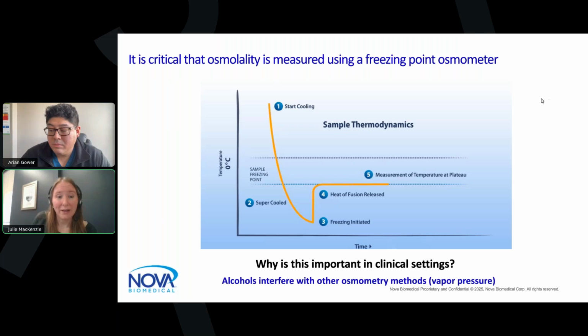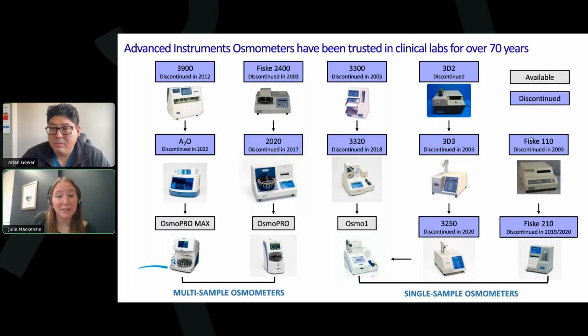So if we go to the next slide, many of you may be familiar with Advanced Instruments osmometers, now under the Nova Biomedical brand. And these instruments have been trusted in the field for over 70 years. On this slide, you can see a history of the Advanced Instruments osmometer models. The latest models at the bottom, the Osmo Pro Max, the Osmo Pro, and the Osmo One are shown in gray, and the discontinued models are shown in blue. And I wouldn't be surprised if any of you in the lab see or have any of these in the lab, especially the older ones. They're really workhorses in clinical laboratories.